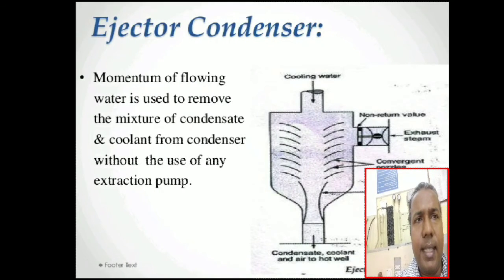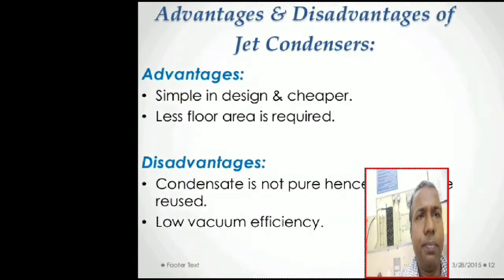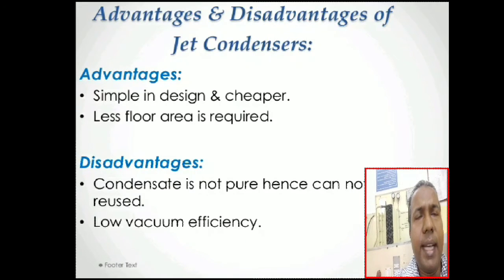Ejector condenser. Movement of flowing water is used to remove the mixture of condensate and coolant from the condenser without the use of any extraction pump. Now let us see the advantages and disadvantages of jet condenser.